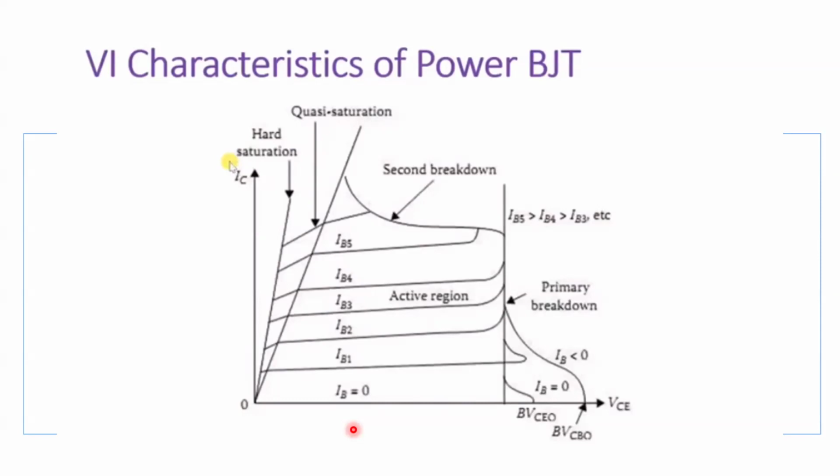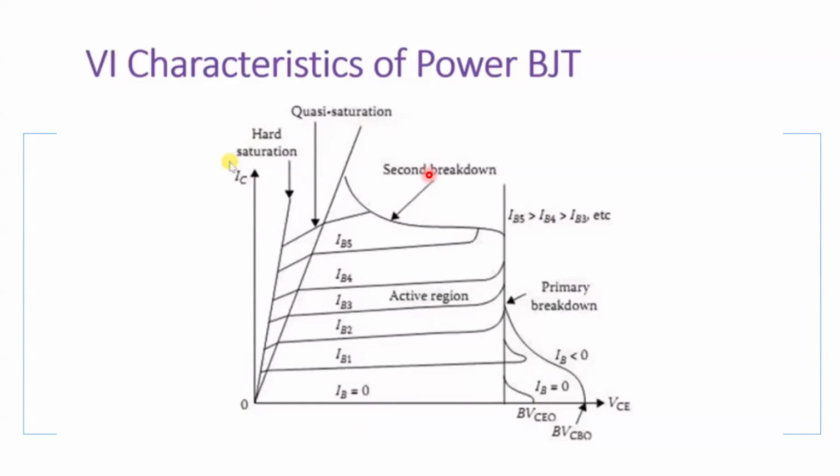And if you increase your IB, that is your base current, more, the power BJT gets driven into the hard saturation region. The resistance of the device is less than in the quasi-saturation region, and IC is almost constant in the hard saturation region. And while seeing the characteristics, you have two breakdowns. One is primary breakdown, another one is secondary breakdown.